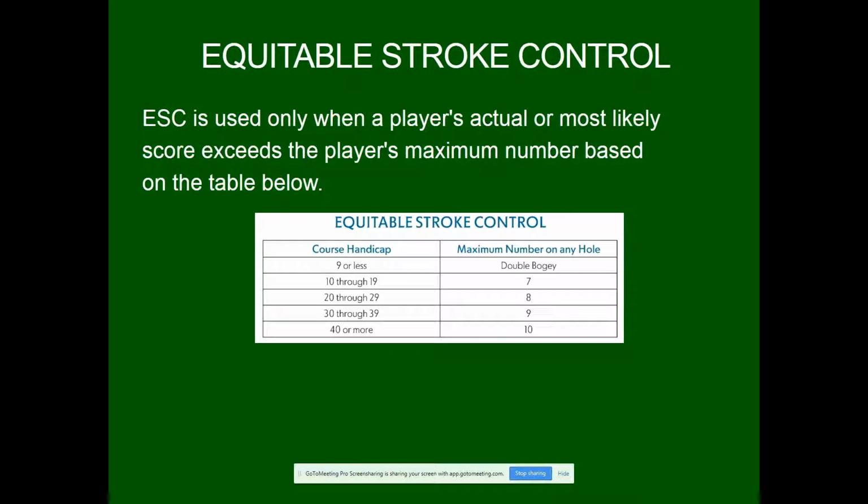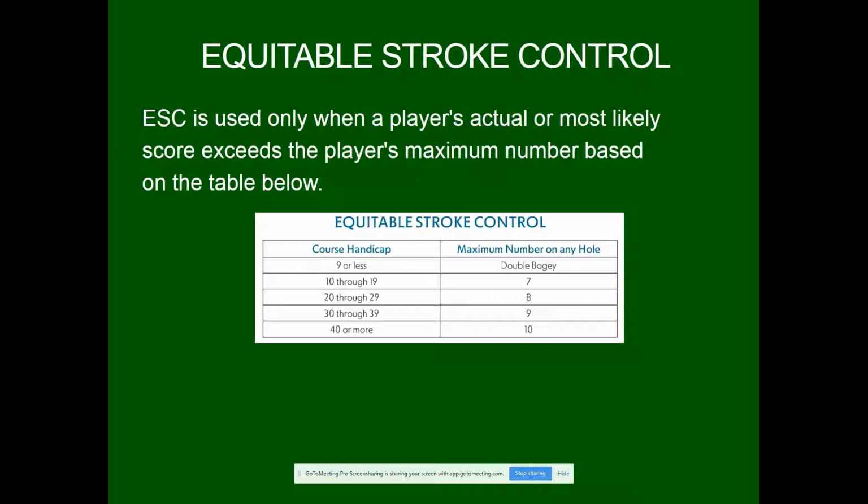So if I'm a 9.0 course handicap, it doesn't necessarily mean that the maximum number I can take on any hole is a double bogey. If you're playing a golf course that has a very high slope, your course handicap may end up being 10. In that case, the highest number you can take is a 7. So people just need to be aware that it's calculated based on course handicap and not your handicap index.